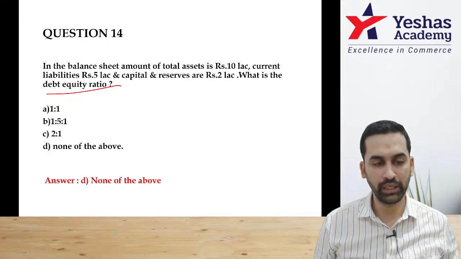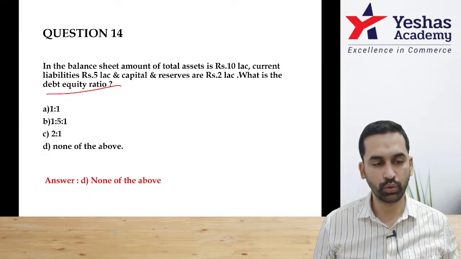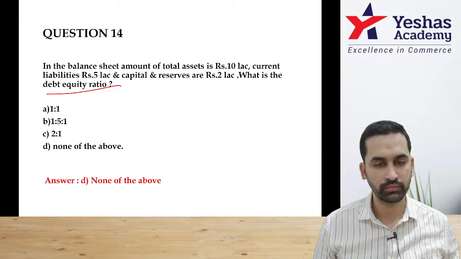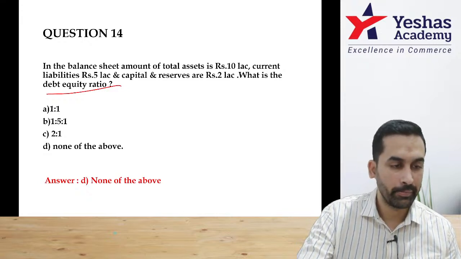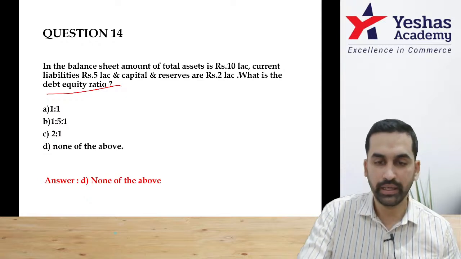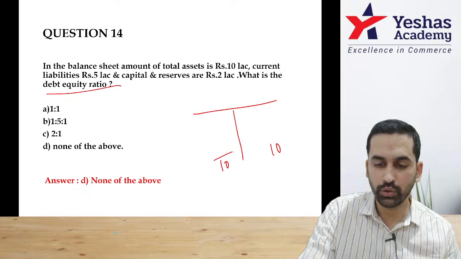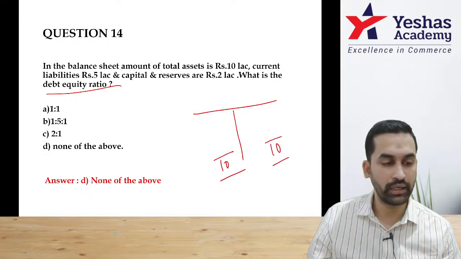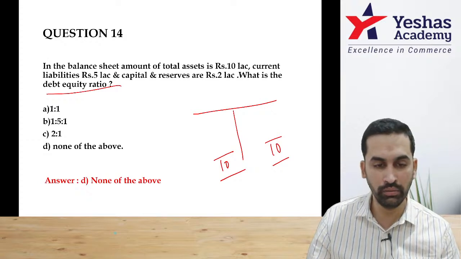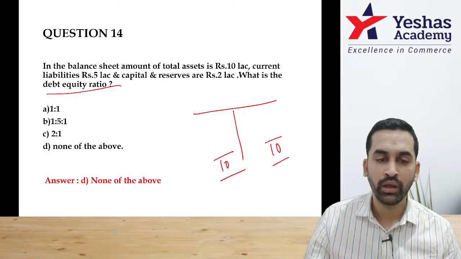Some are saying 1.5 is to 1. Some are saying 2 is to 1. What's happening? Let me explain. Total asset 10 lakh. That means total liability should be 10 lakh. Don't worry about the answer printed. Let's see.